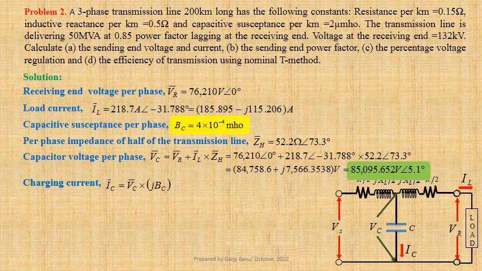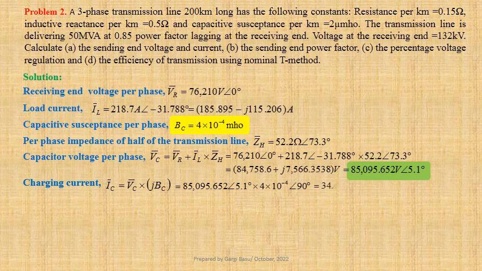Using values we get 85,095.652 at an angle 5.1 degree into 4 into 10 to the power minus 4 at an angle 90 degree. That gives us 34 ampere at an angle 95.1 degree. This may be written in Cartesian form as minus 3.0224 plus j times 33.8654 ampere. Now we shall determine sending end current.